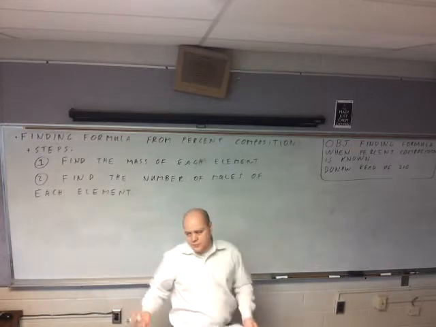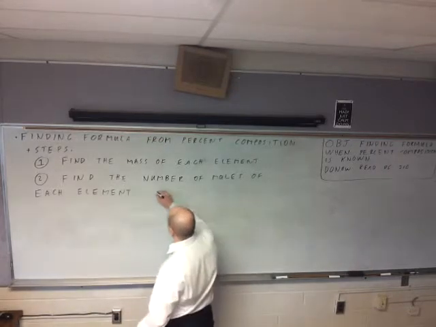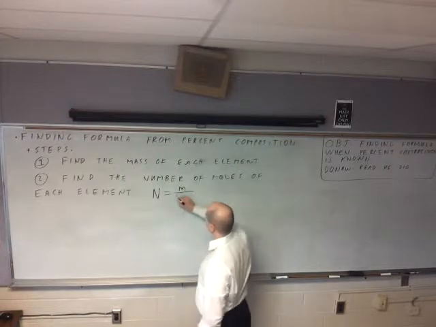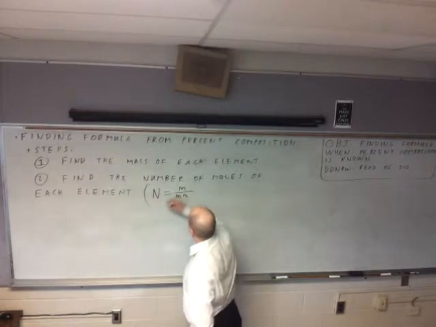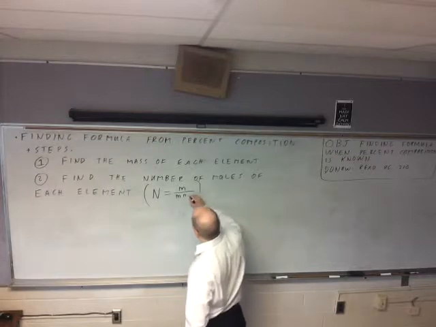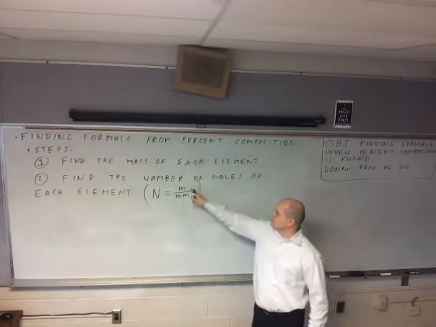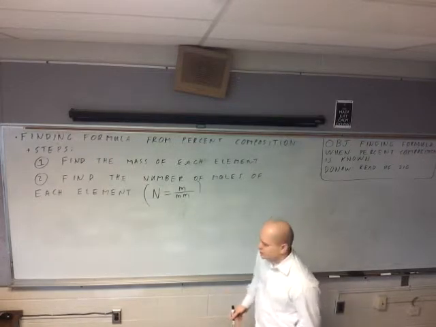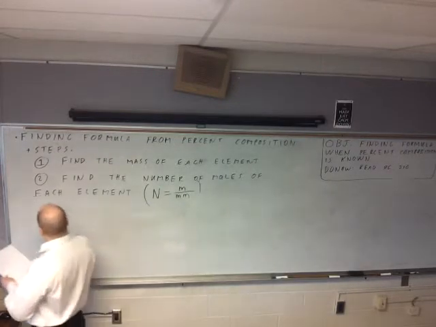So that's pretty straightforward. Once you found the mass, you use this equation. Number of moles equals mass divided by molar mass. We've used this 1,000 times. So this will be whatever mass you calculated in number 1. This will be off the periodic table. Number 3.